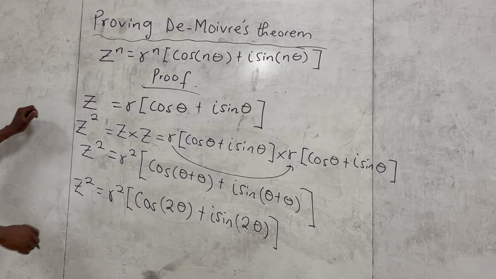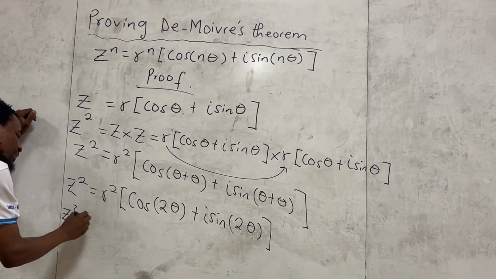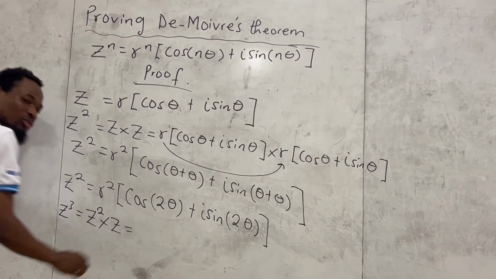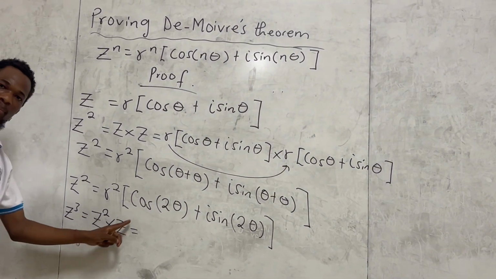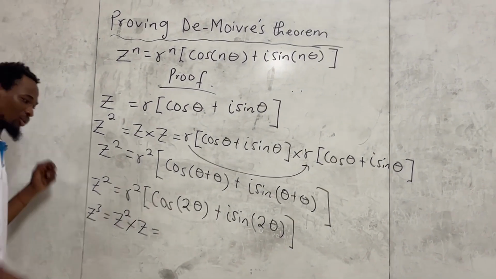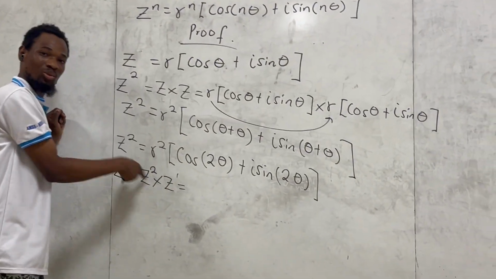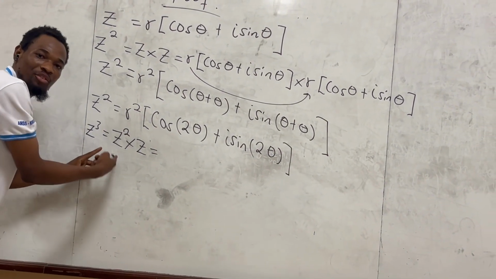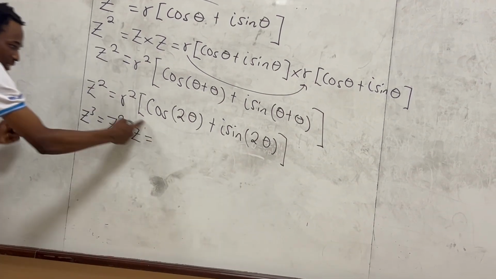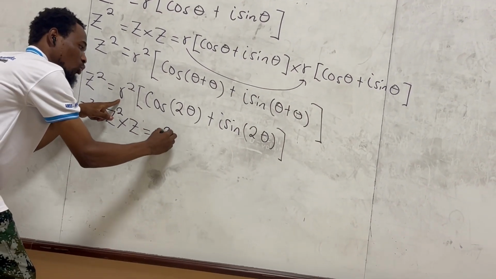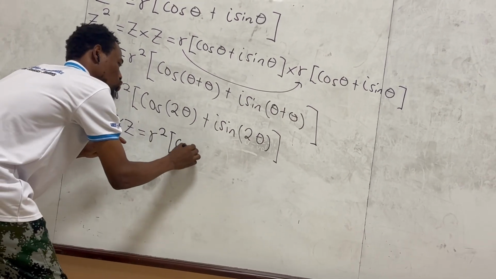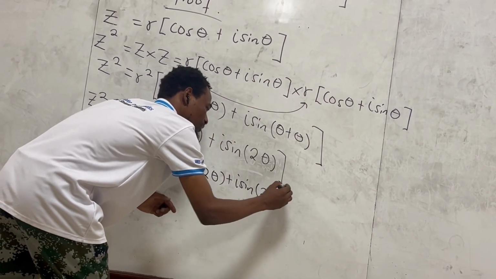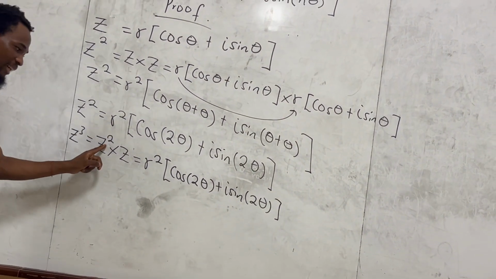What about z to the power 3? Z exponent 3 is the same as z to the power 2 times z, because z to the power 2 times z to the power 1 is the same as z to the power 3, since 2 plus 1 is 3. Is that not so? Good. So what is z squared, viewers? Z squared is r squared multiplying cos 2 theta plus i sine 2 theta.